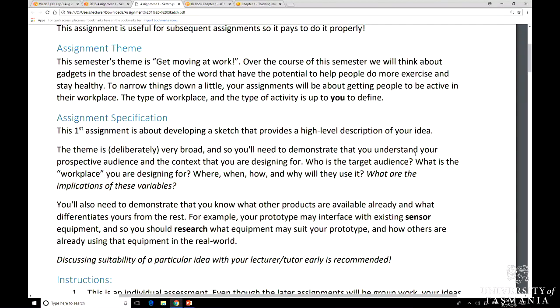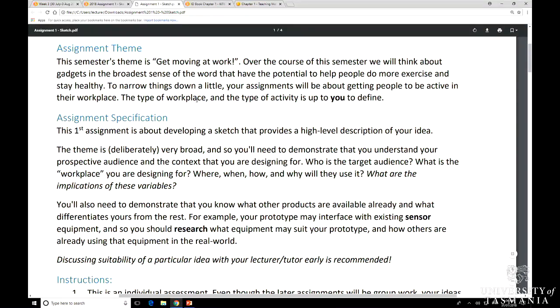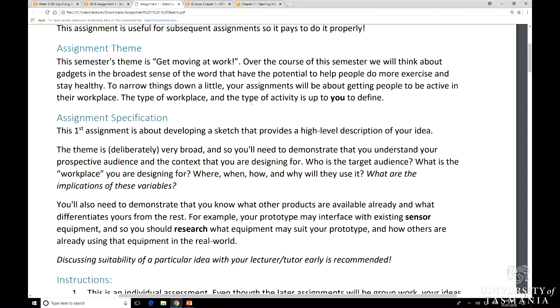So that's the theme. The workplace is pretty broad. A lot of people will probably go straight towards office workplaces, so sitting down in front of a computer. That's fine. It's honestly fine. I don't mind. But you can decide to go a little bit out there and think about other kinds of workplaces. People work in a lot of different workplaces. So I'm not prescribing that it's an office space at all.